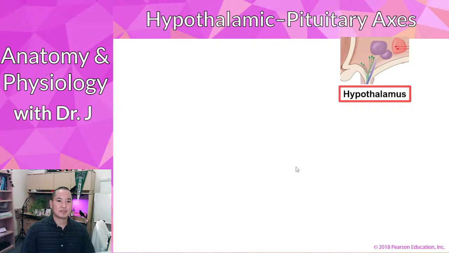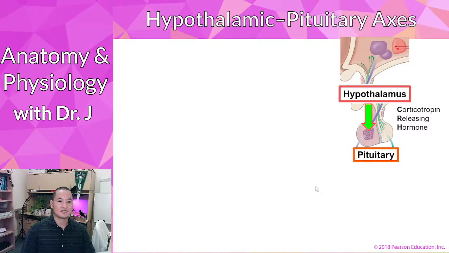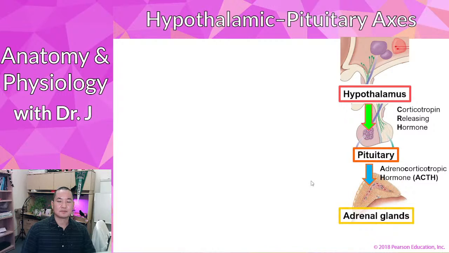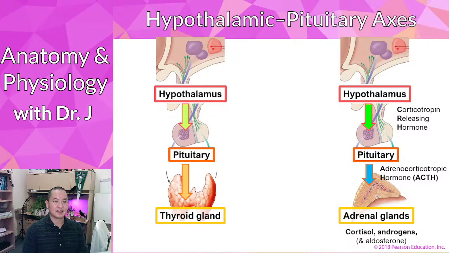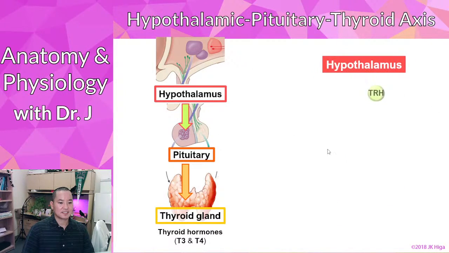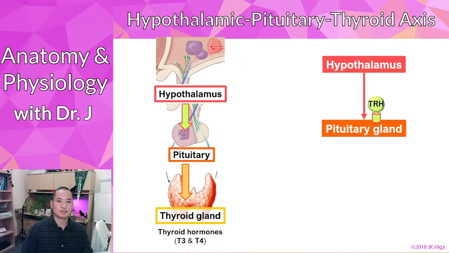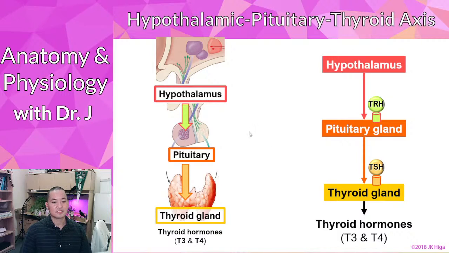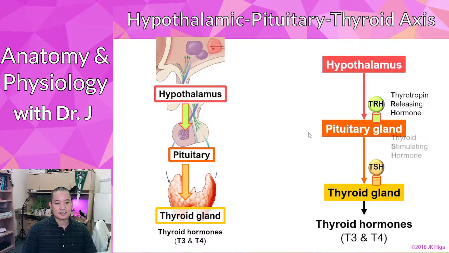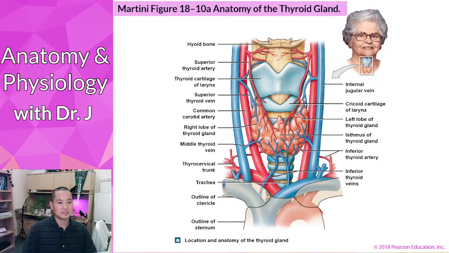All right, so we talked about our hypothalamic pituitary control. Remember in our HPA axis, we have corticotropin releasing hormone, ACTH, and then cortisol, and also androgens and aldosterone. Well, with our HPT axis, it's very similar, but a different set of hormones. Instead of CRH, now we have TRH. TRH, thyrotropin releasing hormone, is going to stimulate the pituitary gland to produce thyroid stimulating hormone. Thyroid stimulating hormone, or TSH, is going to target the thyroid gland and tell it to produce and release thyroid hormones, T3 and T4. So TRH, TSH, and this is where the thyroid gland is.